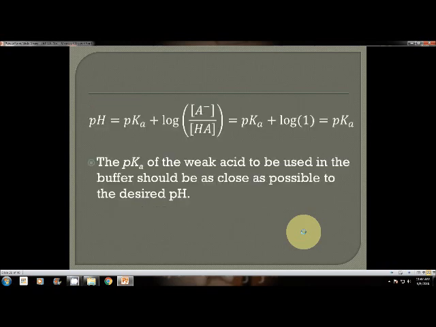Because when the ratio equals 1, we know that the pH is then equal to the pKa. So then we could keep the pKa of the weak acid as close as possible to the desired pH, so we'll have less of a change.